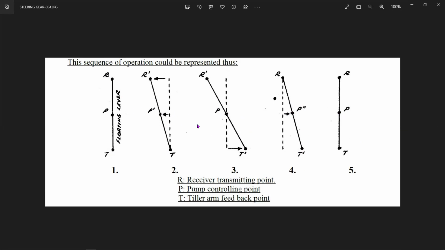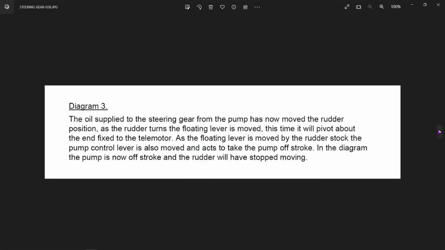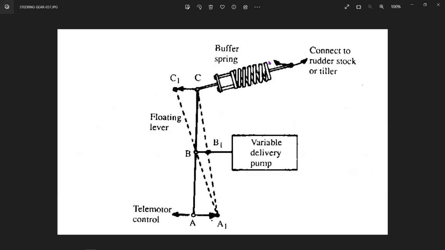That means they have shown both directions, starting from the neutral position, coming back to neutral position, going to starboard, then the pump going to port, and it will again bring the entire floating lever back to the zero position. But if you want to go to port on the other side, you have to give the movement on the other side, as you saw here. It will not start automatically until this is moved. Now you see there is a buffer spring put over here. We will also see the action of this buffer spring.